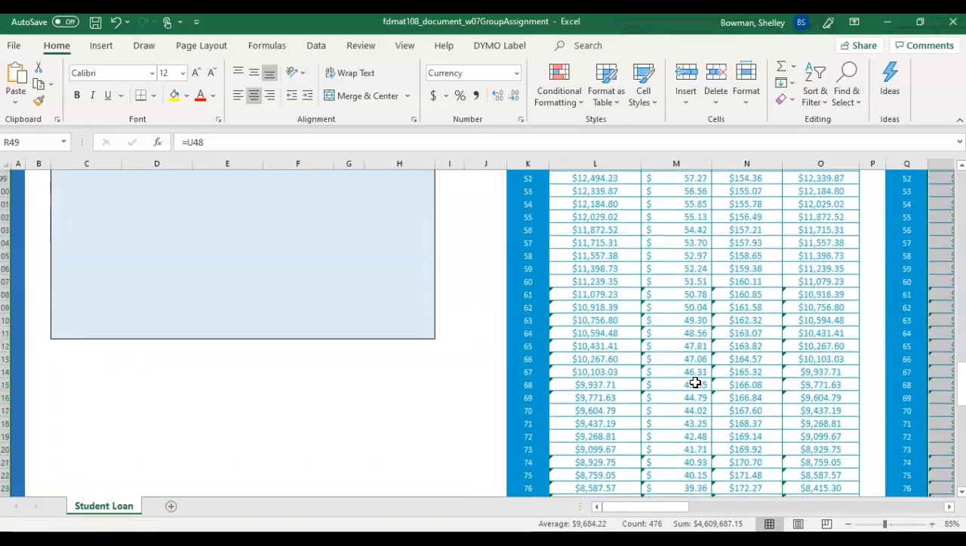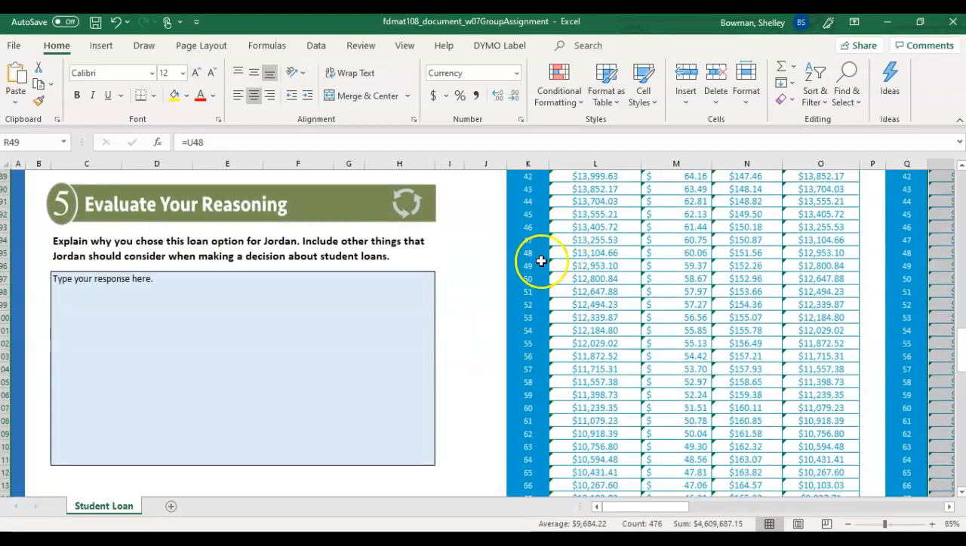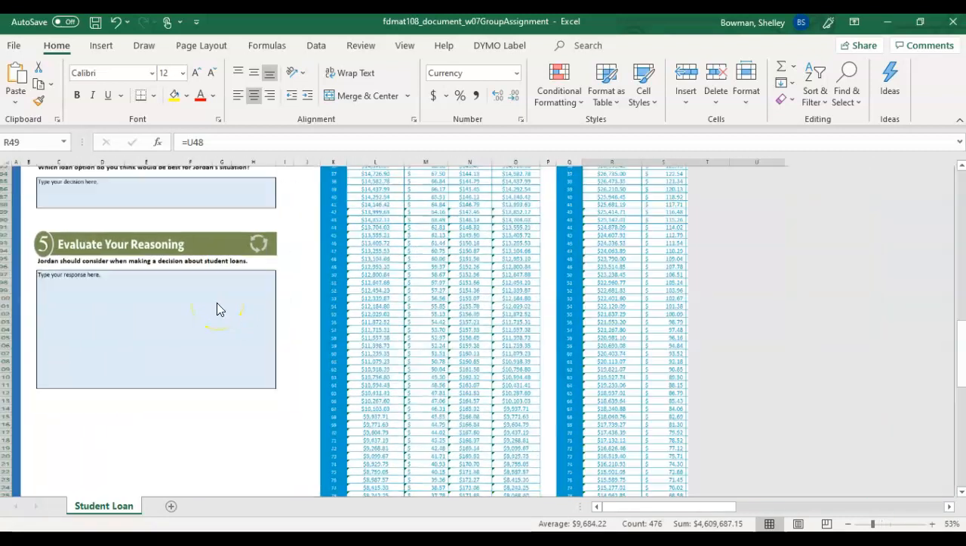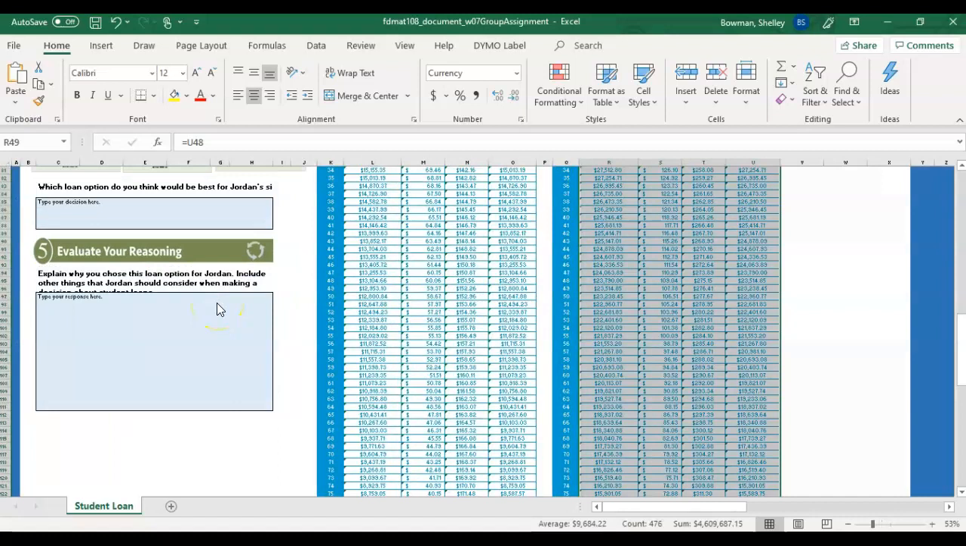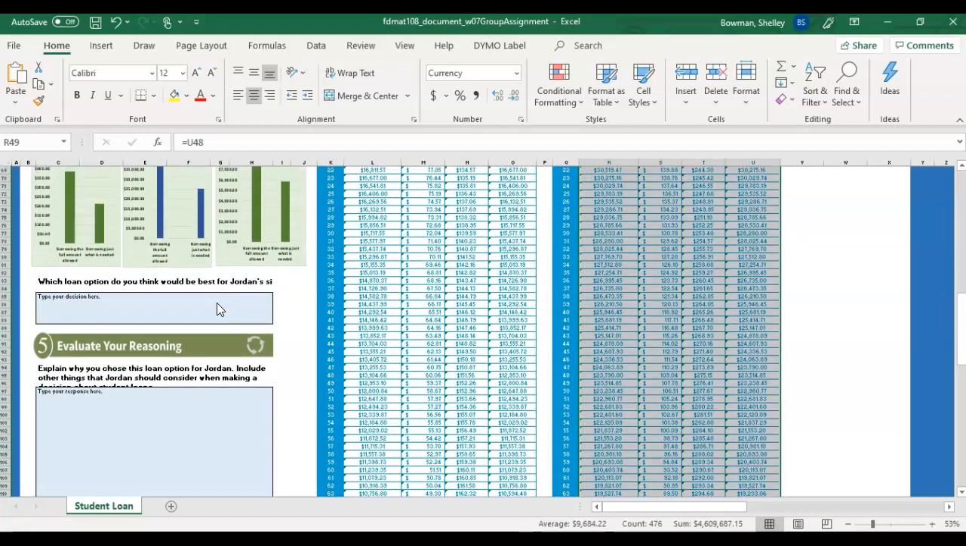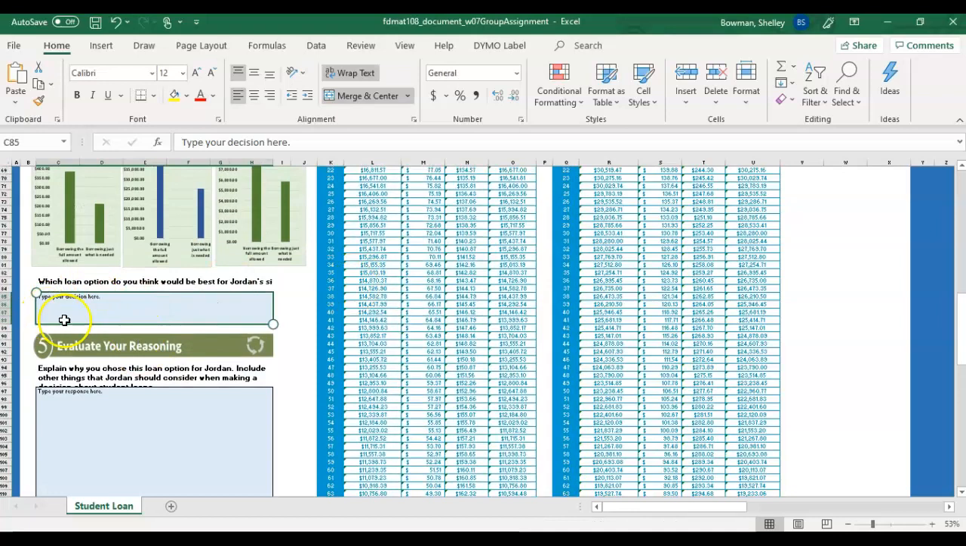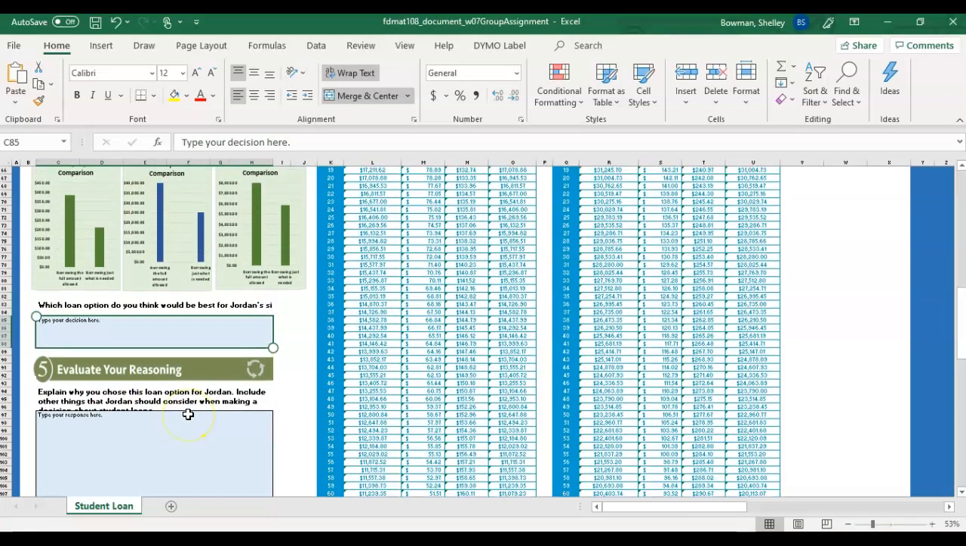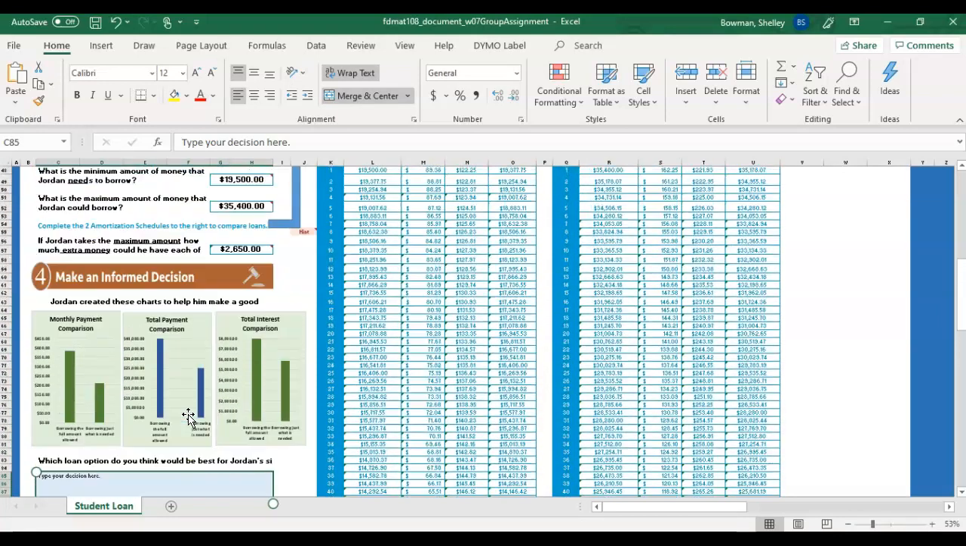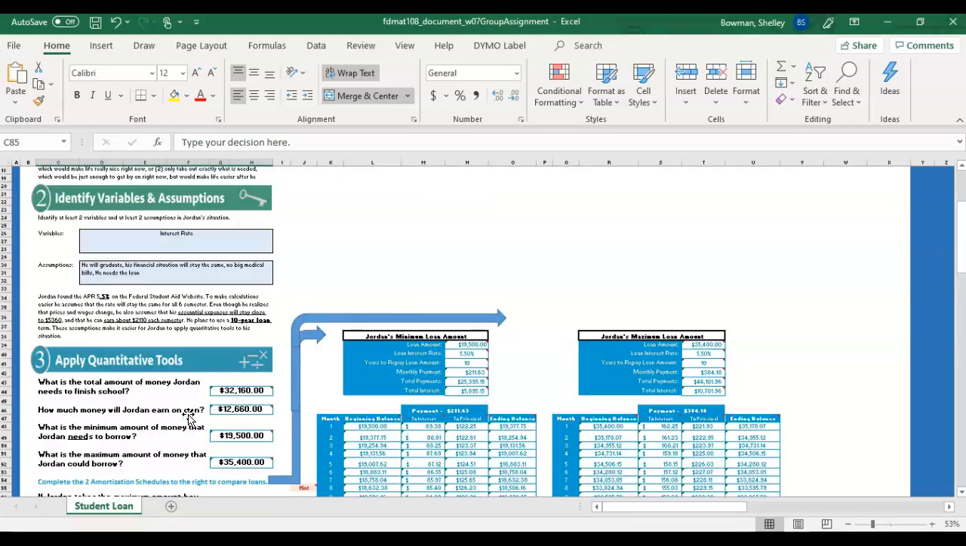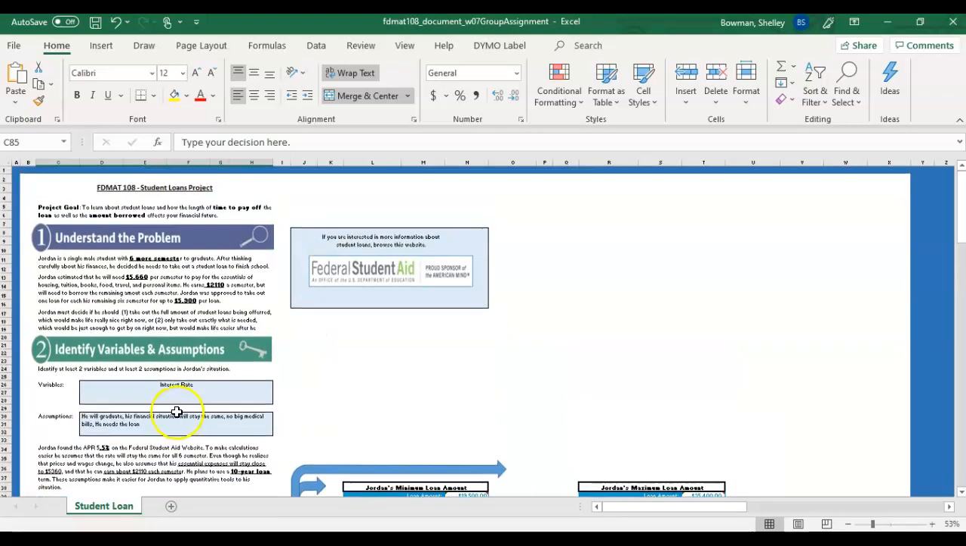Now we're going to come over here, and don't forget your number 5. That's the last thing. Everything else should be done, you need to pick your loan option and number 5. I apologize. So both of those. And that is how you can complete your student loan project. Good luck.